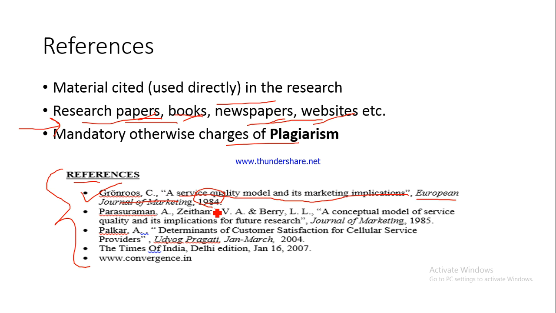So I know that whatever this person is saying is not his own creation, but he has actually borrowed it from this particular research paper written by C. Grunroos. Or whatever this person has been saying is not his own self-generated content, but he has actually borrowed it from the Times of India's Delhi edition on a particular day, that is 16 January 2007. Right? So this is how you have to mention the references. So for example, if you use Abraham Maslow's motivational theory, you have to mention Maslow, Abraham, then which particular book you read it from, and when that book got published. Fine.